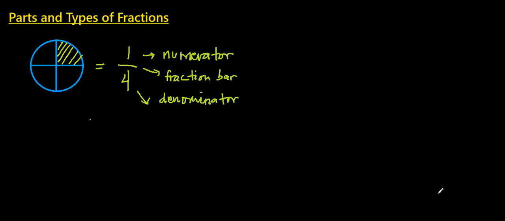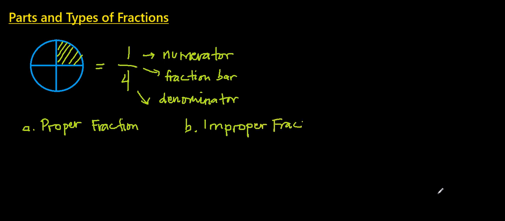Now, let's identify the types of fractions. So we have 3. The first one is called the proper fraction. The second one is called the improper fraction. And the third one is called the mixed number.